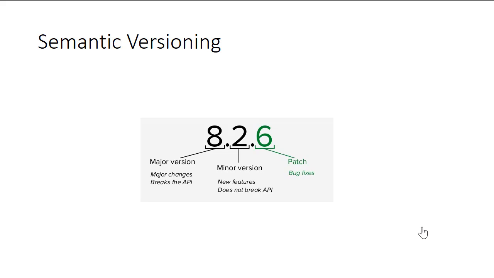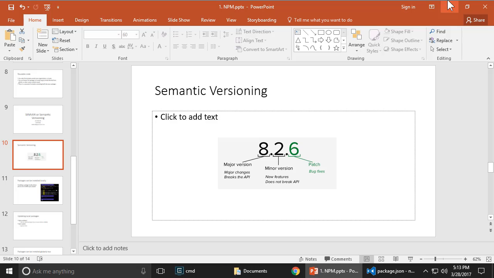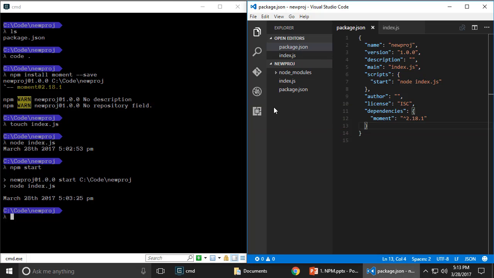But if they publish a major version, that means potentially it's going to break your API. So you don't want to automatically upgrade to a new major version. And these are things you want to control. Luckily, in package.json, there are concepts that allow us to control this. So let's see those. So here's a simple project that I have.